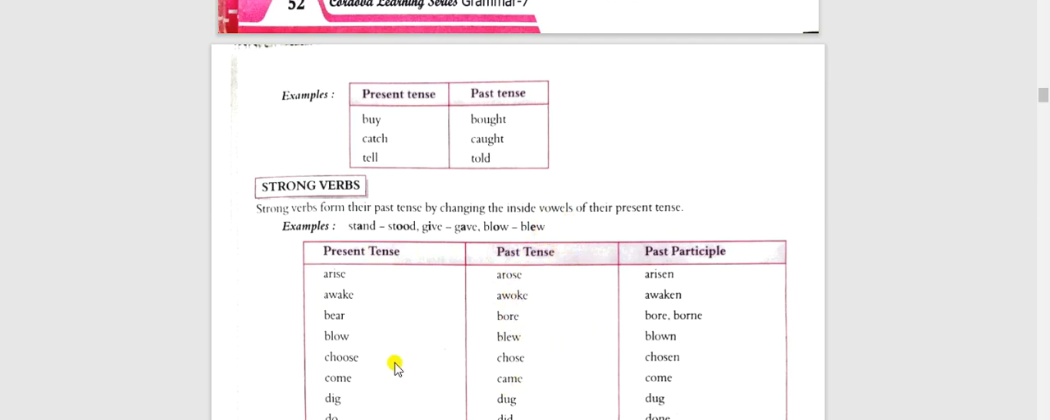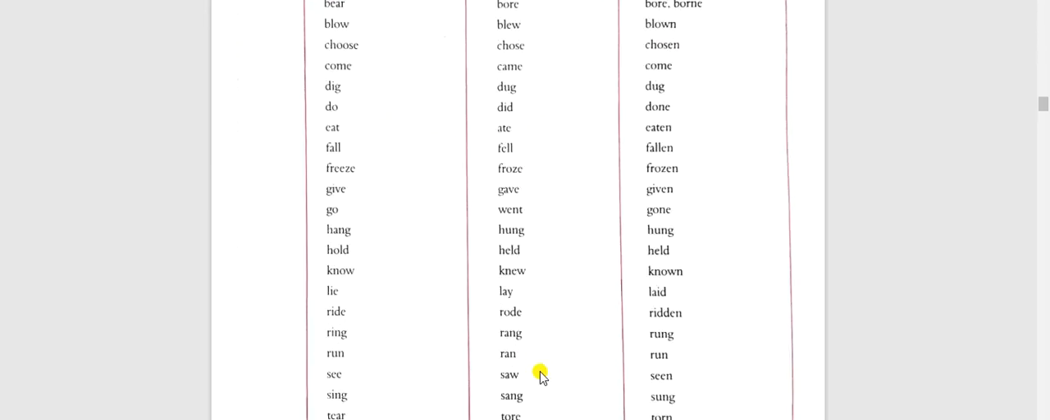Arise, arose. Awake, awoke. Bear, bore. Blow, blew. Choose, chose. Come, came. Dig, dug. Right? So this vowel is getting changed. This inside vowel is getting changed in its past form. So it means it is a strong verb.